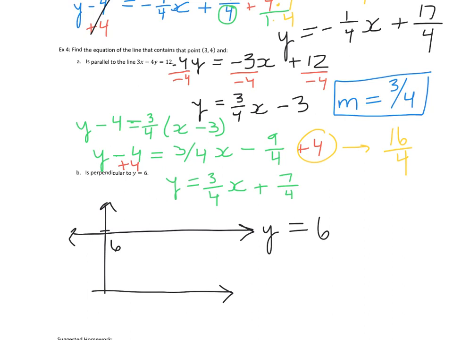And now we want this through the point 3, 4. So we'll just guesstimate. Maybe it's right here. 3, 4. And we want a line that's perpendicular. Well, what kind of line is perpendicular to a horizontal line? A vertical line. So what's the x value of this vertical line? 3. It's going through 3. So the answer here is x equals 3.